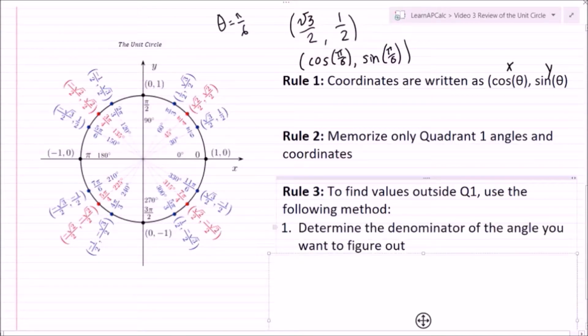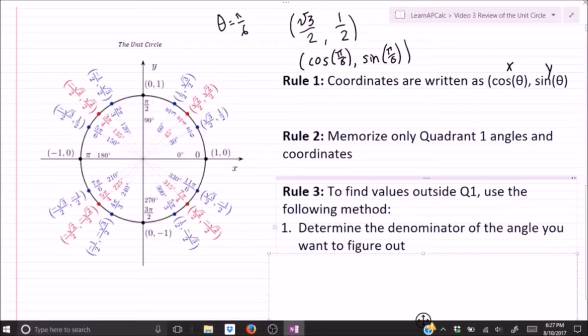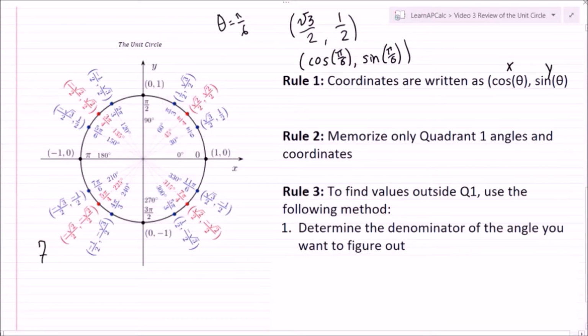So the first step is that we're going to want to determine the denominator of the angle that we want to figure out. So let's say I want to find the value at 7 pi over 6. What are the coordinates here? I've only memorized quadrant 1, so that's all I have to go with. Well, first we're going to want to determine the denominator of this angle, which in this case is 6.